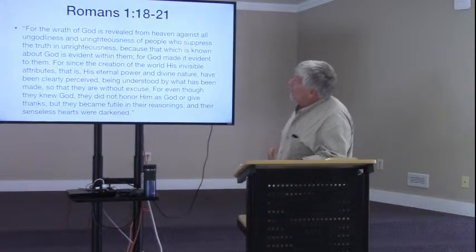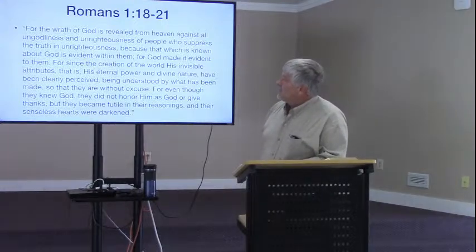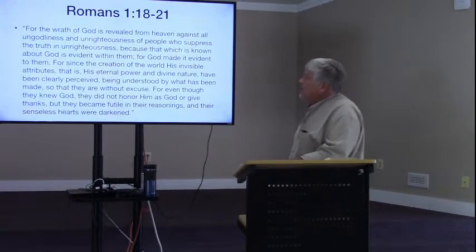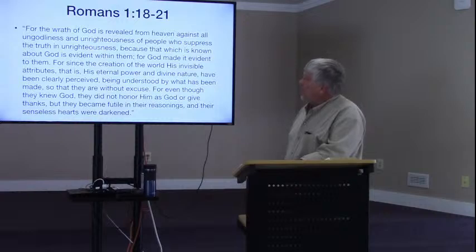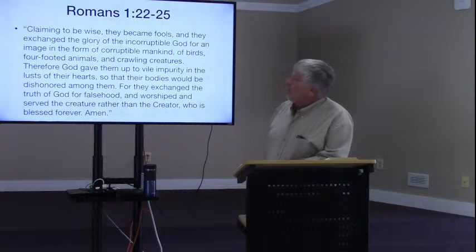The wrath of God is revealed from heaven against all ungodliness and unrighteousness of people who suppress the truth in unrighteousness, because that which is known about God is evident within them. For God made it evident to them. For since the creation of the world, His invisible attributes, that is, His eternal power and divine nature, have been clearly perceived, being understood by what has been made, so that they are without excuse. For even though they knew God, they did not honor Him as God or give thanks, but they became futile in their reasonings, and their senseless hearts were darkened. Claiming to be wise, they became fools, and they exchanged the glory of the incorruptible God for an image in the form of corruptible mankind.